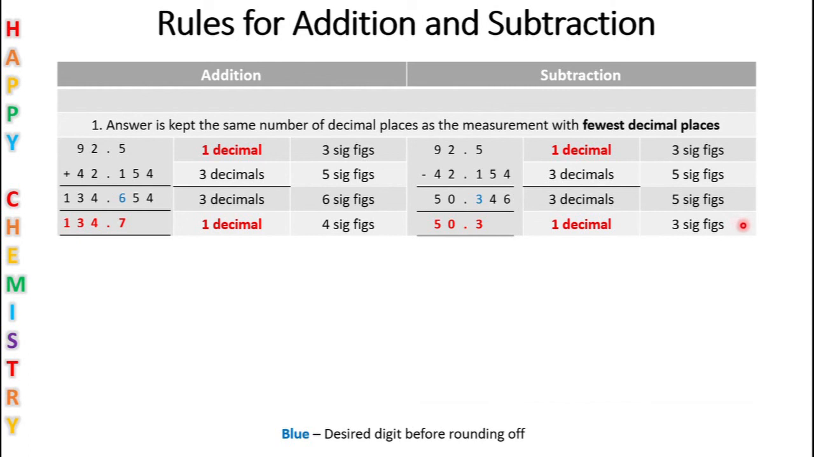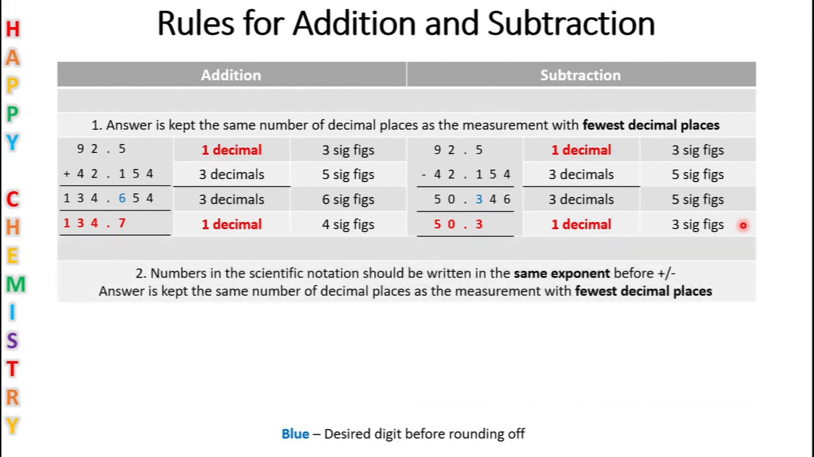The second rule in addition and subtraction is, if the numbers are in scientific notation, they should be written in the same exponent before performing the mathematical function. The final answer should be kept the same number of decimal places as the measurement with fewest decimal places. Now we will look at an example for addition.